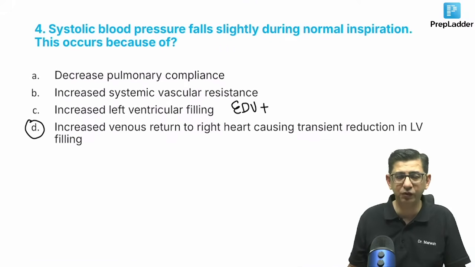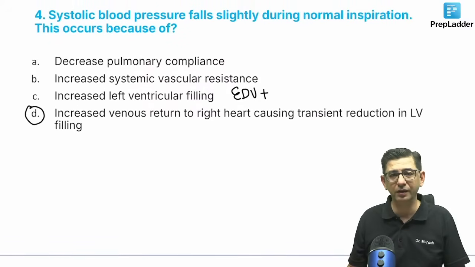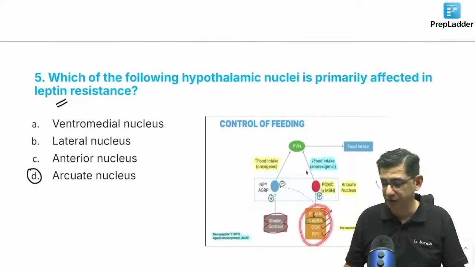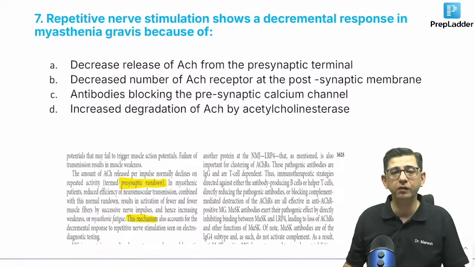So at this moment, since this is a recall session, we need to be a little faster. But yeah, if you scroll back a little, I have tried to give the logical reasoning for this one. Okay. Moving to the next one, repetitive nerve stimulation shows a decremental response in myasthenia gravis.